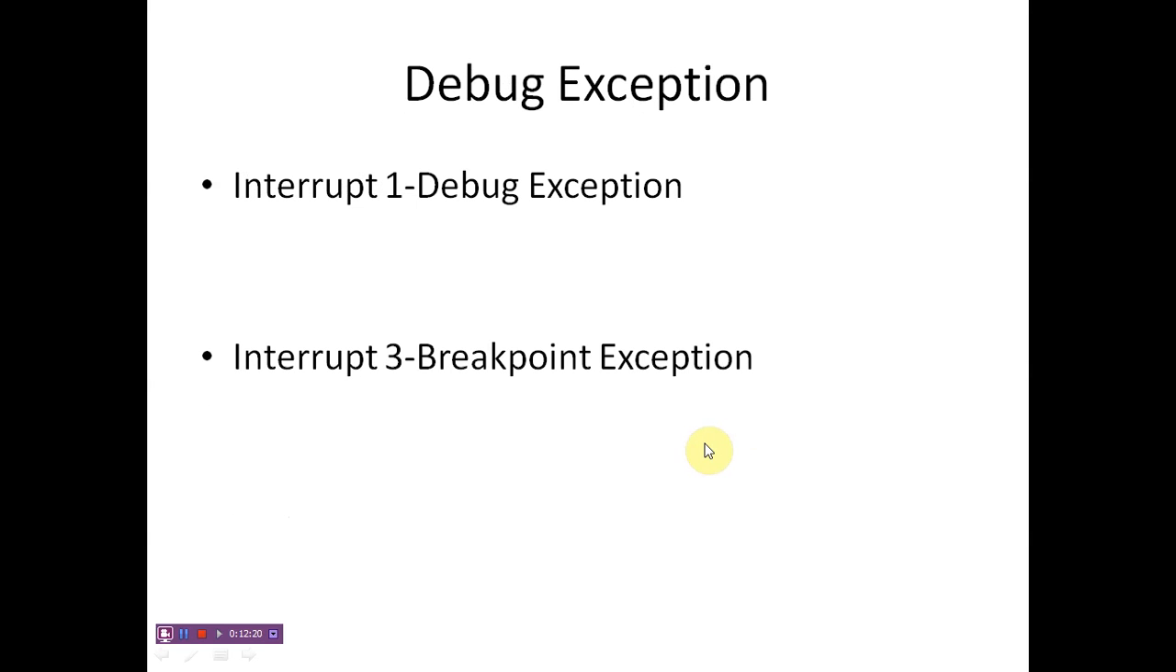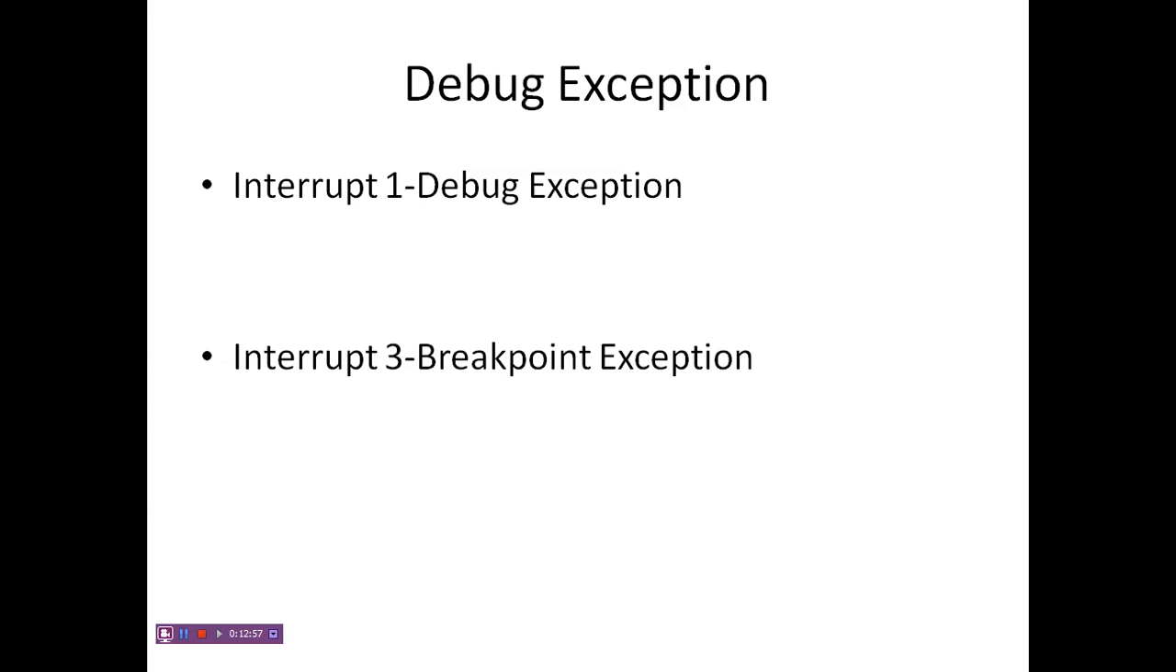Next, the debug exception: interrupt 1 debug exception and interrupt 3 breakpoint exception. Two of the interrupt vectors of the 80386 are reserved for exceptions that relate to debugging. Interrupt 1 is a primary means of invoking the debugger, and interrupt 3 is intended for debuggers and for compatibility with previous processors in Intel's family.